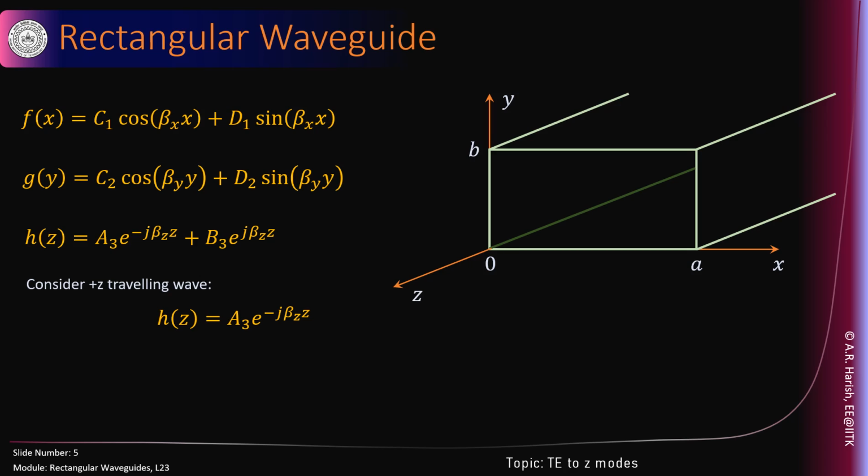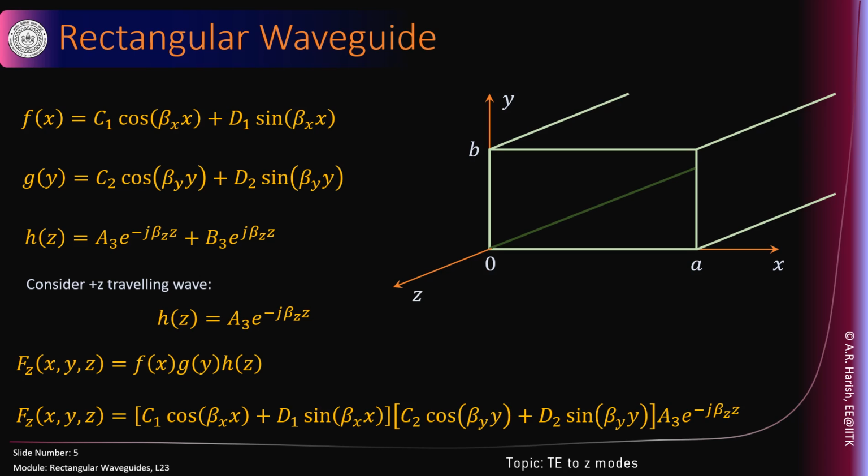Therefore, we write h of z is A3 e to the power of minus j beta z z. This is a nice convenience. So we are now going to hypothesize that the solution Fz is a product of f of x, g of y times h of z, which is given by this long equation here. Now we need to find out the coefficients C1, D1, C2, D2 and beta x, beta y and beta z. A3 can be anything, it doesn't matter really, by satisfying the boundary conditions.